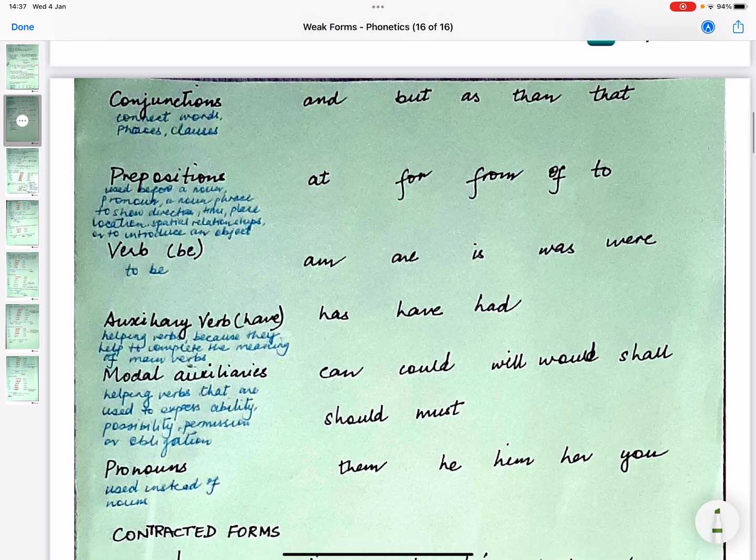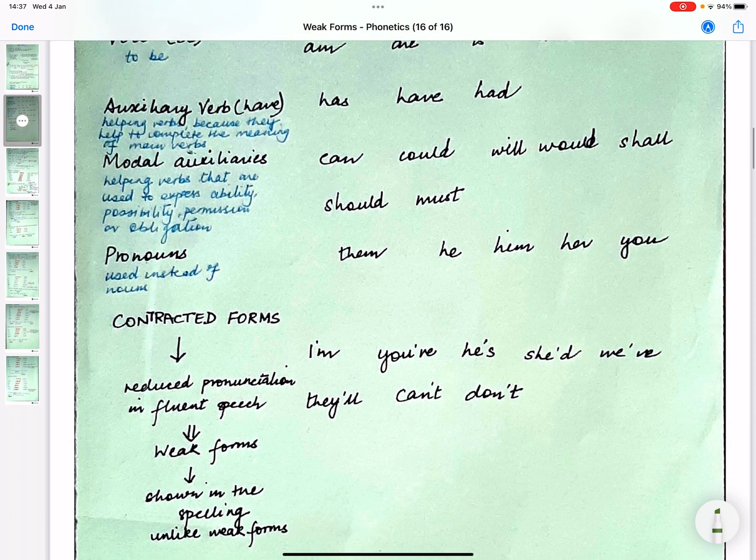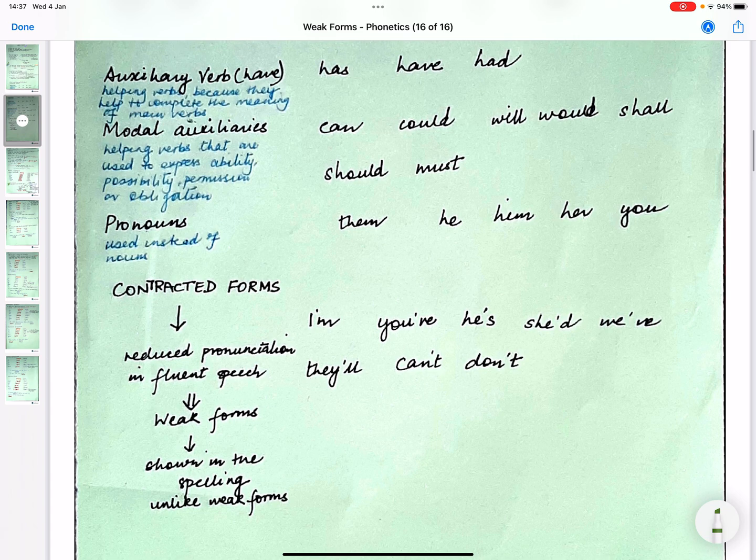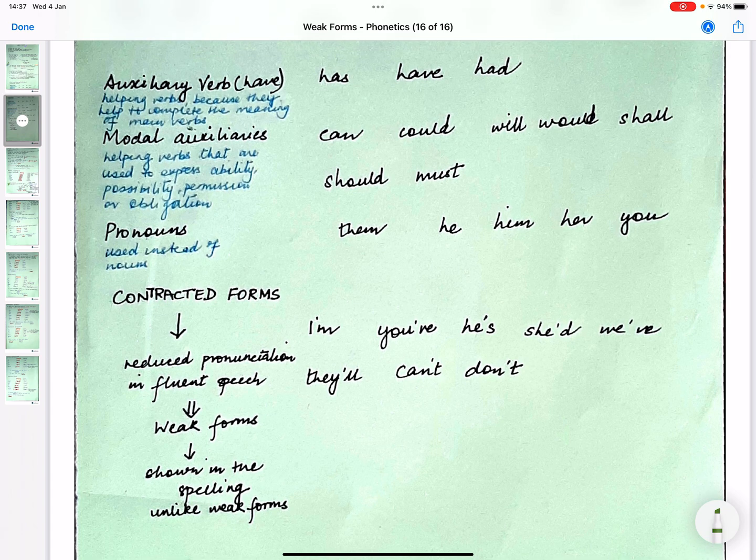Auxiliary verbs, which are helping verbs because they help to complete the meaning of main verbs, like has, have, and had. Modal auxiliaries also function as helping verbs that are used to express ability, possibility, permission, or obligation, like can, could, will, would, shall, should, and must. And pronouns are words used instead of nouns. For example, them, he, him, her, and you. So all these functional classes, highly frequent words here, they have weak forms.